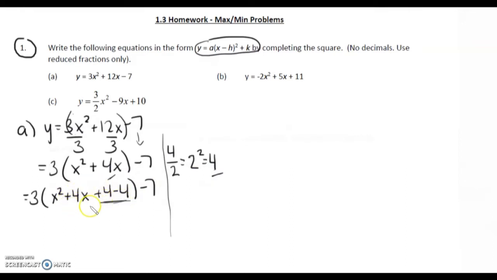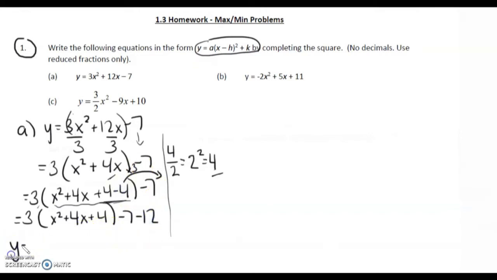Okay, don't get into the habit of deleting these. We're going to add the 4 and subtract the 4 in order to make this equation look a little bit different, because now we can manipulate it. So this negative 4 we bring outside the bracket. And because it was inside the bracket and this 3 is a common factor of the bracket, we're going to multiply that by 3. So what we're left with is 3, we have our trinomial, x squared plus 4x plus 4, and then we have negative 7 and then negative 12.